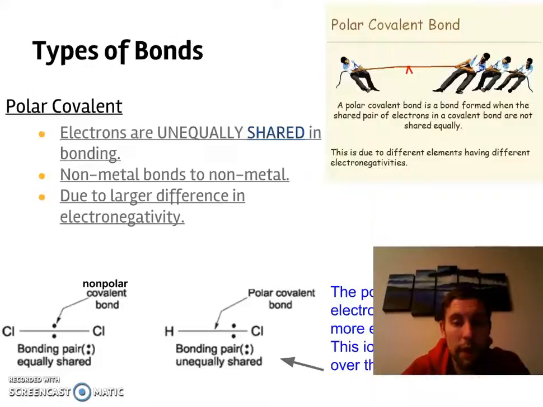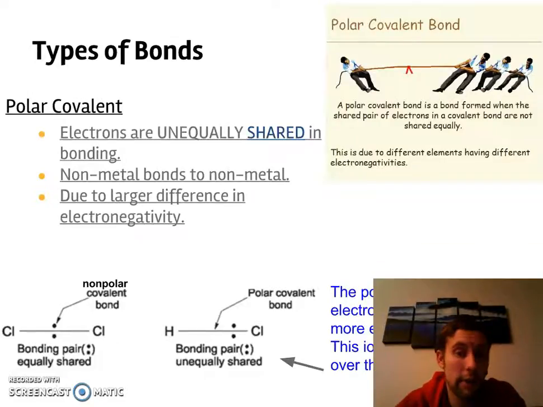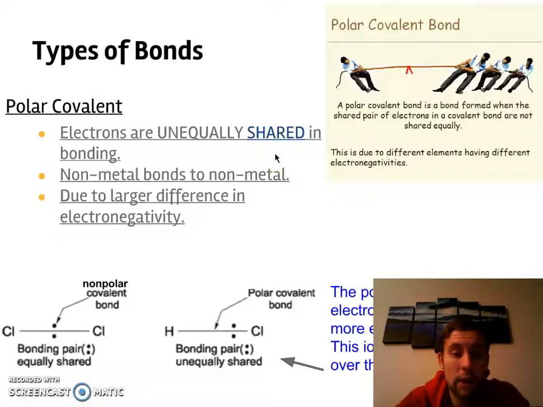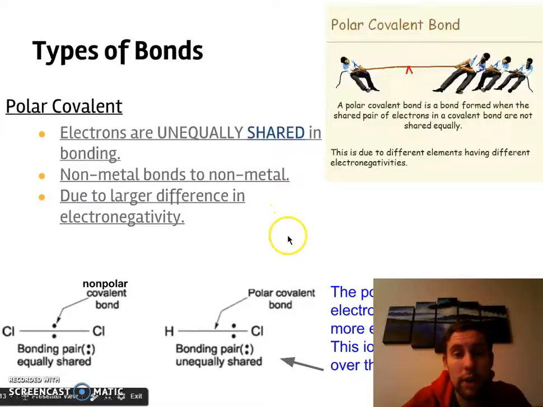Okay, then if we look at polar covalent, the second type, this means they're being shared, but they're not being shared equally. So one atom's getting the electrons more often than the other one. So it's still a non-metal bonded to a non-metal, but there is a difference in electronegativity. It's more than 0.5. So in a nonpolar bond, these electrons are right in the middle between each chlorine atom.